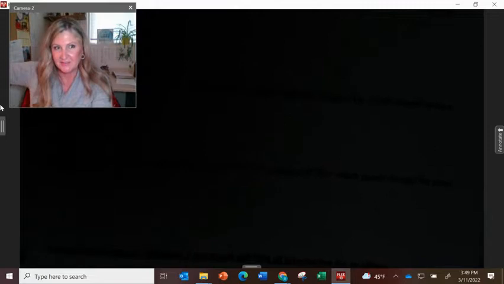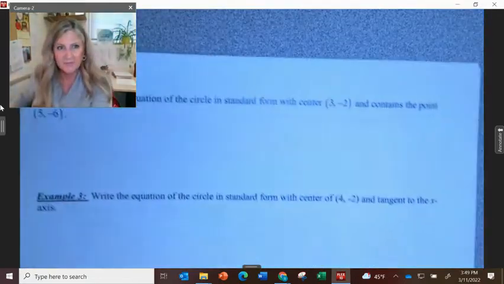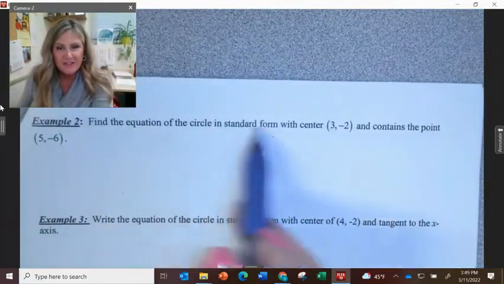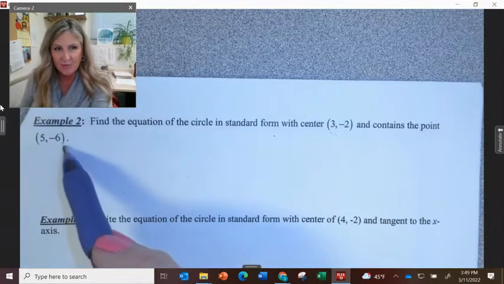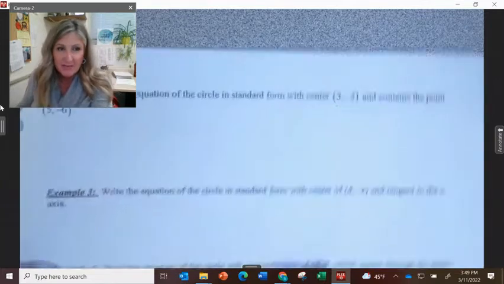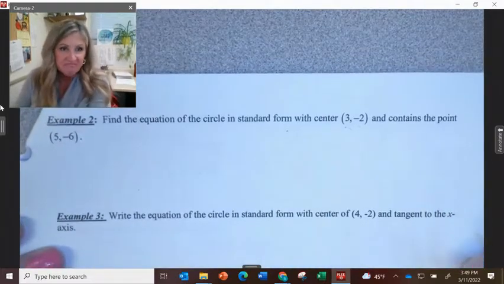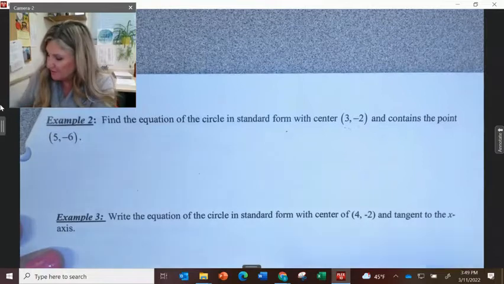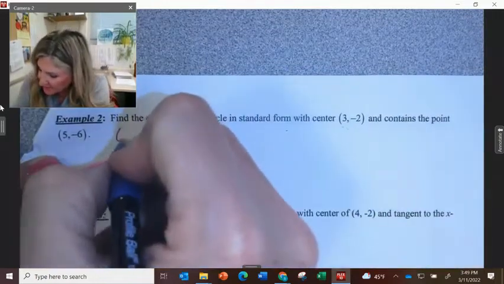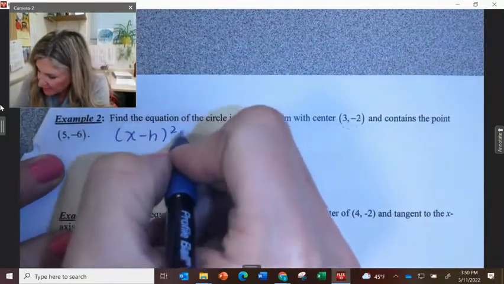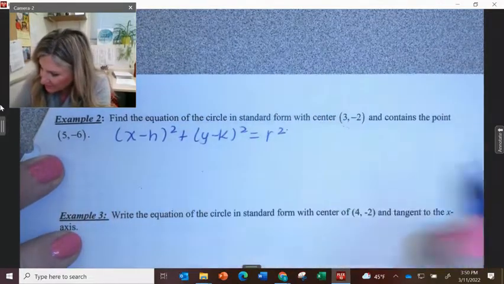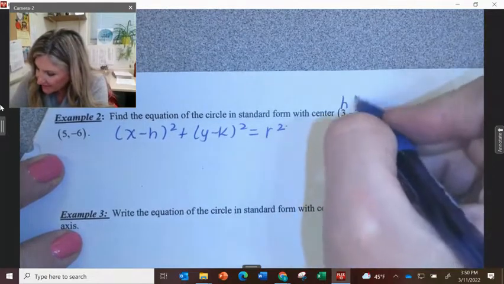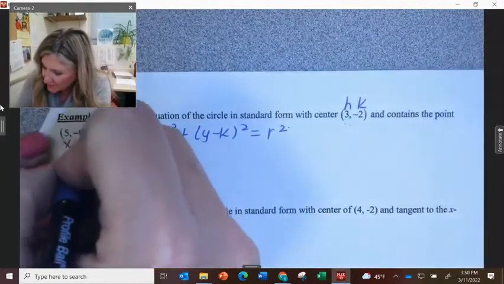Okay, let's do some other problems here. Let's get this light back on there. There we go. Find the equation in standard form with center of 3, negative 2 and containing the point 5, negative 6. Maybe pause the video and try this on your own. See if you can do it. If you need help, let's go together. So here's our formula for a circle: x minus h squared plus y minus k quantity squared equals r squared. So we have the center h, k, and I have a point, x, y.